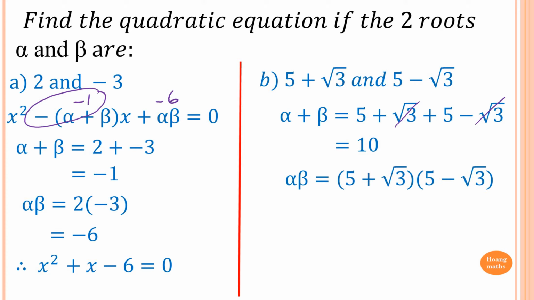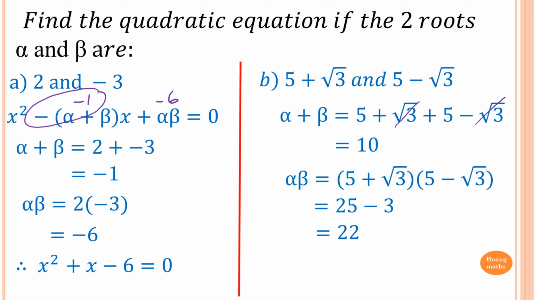If you recognize it, it's actually a difference of two squares. That means it becomes 5 squared minus root 3 squared. Of course, root 3 squared is 3, and 5 squared is 25. So 25 minus 3 is 22.